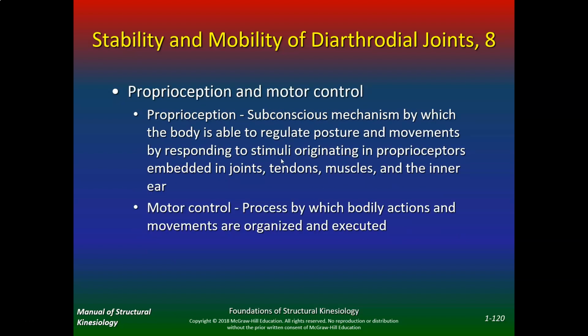And then proprioception and motor control. Proprioception is the subconscious mechanism by which the body is able to regulate posture and movements by responding to stimuli originating in proprioceptors embedded in joints, tendons, muscles, and the inner ear. When we do ankle rehab, patients with chronic ankle instability, we want to work on proprioception and motor control, because a lot of times they don't know where their joint is in space, and that's when they run into chronic ankle sprains. And motor control is the process by which bodily actions and movements are organized and executed.